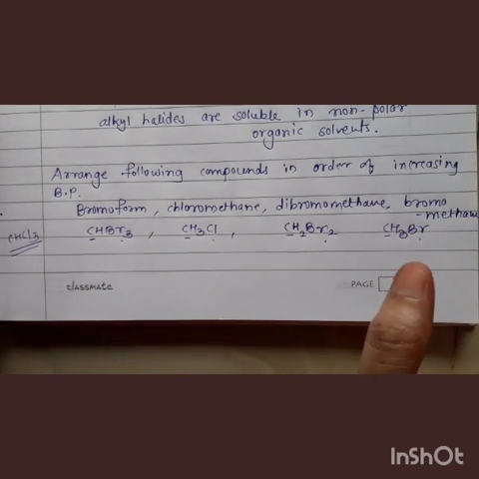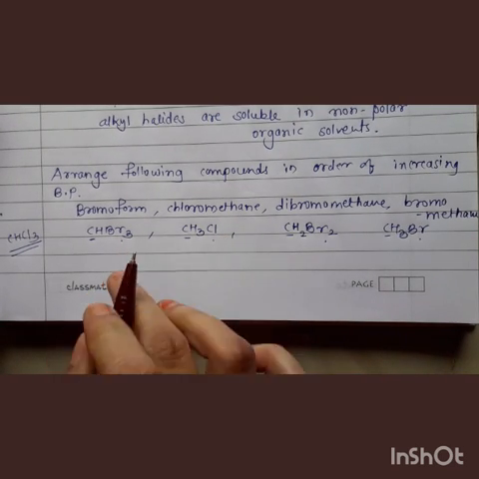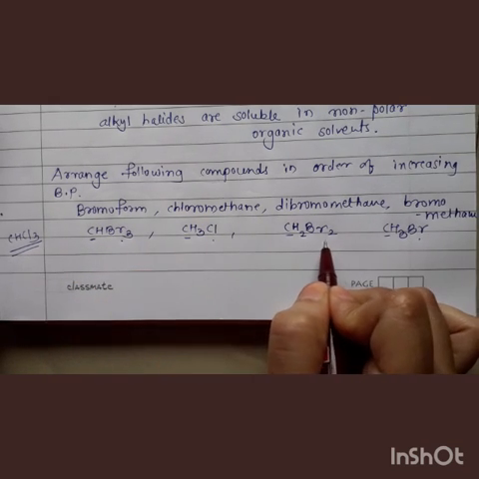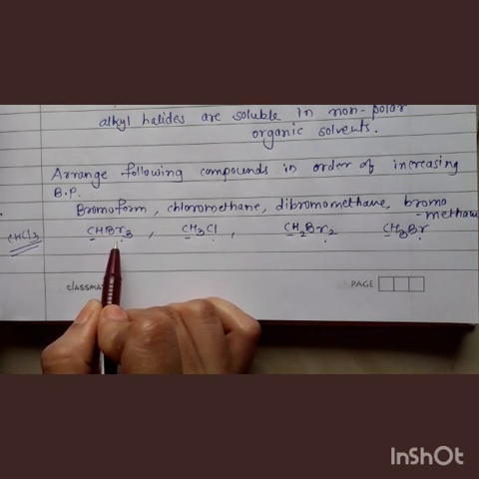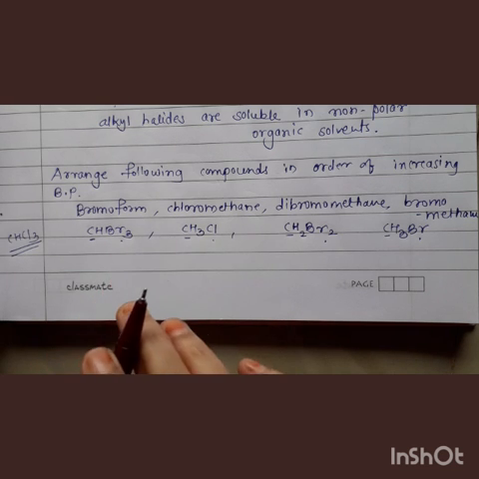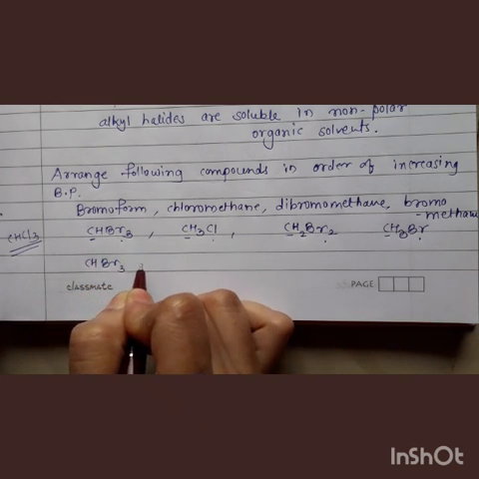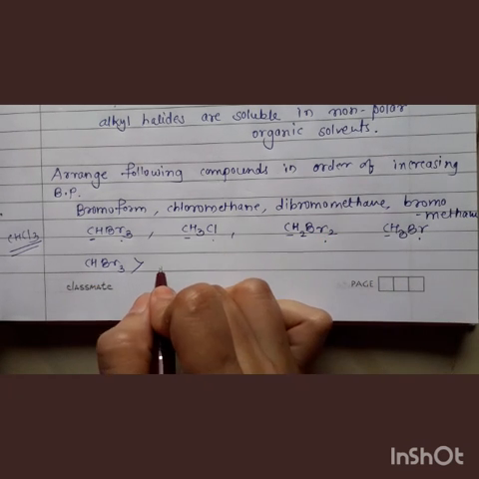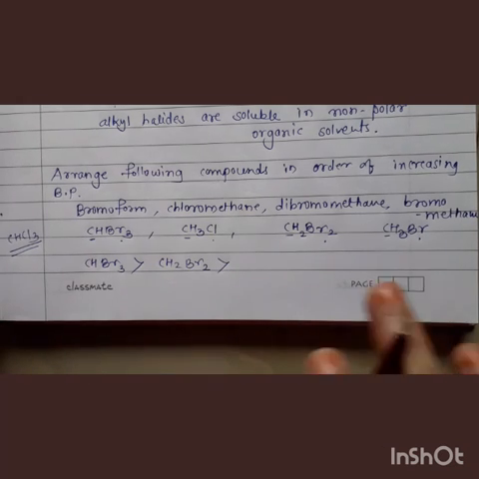We know the molecular mass of bromine is greater than chlorine. So we first compare the compounds containing bromine. Here how many bromines are there? 3 bromines, here 2 bromines and here 1 bromine. The compound containing more bromine will have higher molecular mass, and higher molecular mass means higher boiling point. Understand? So CHBr3 will have the highest boiling point, then CH2Br2 will come, then CH3Br.